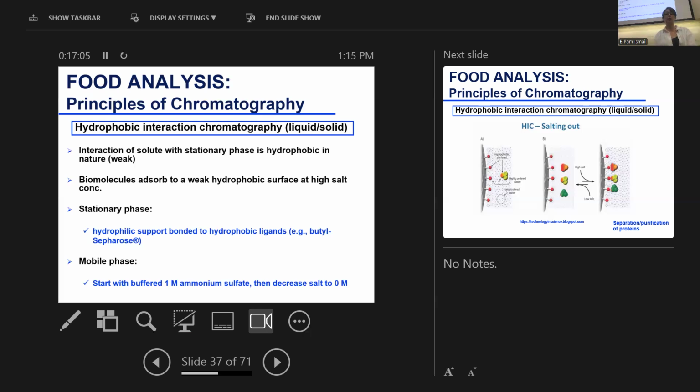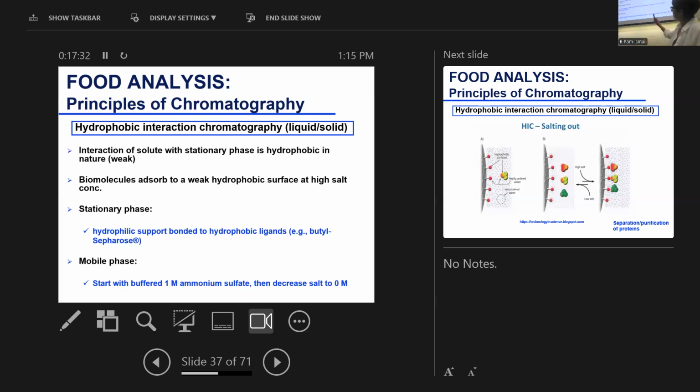The most applications are proteins. It could be large molecules, mostly proteins. Some of them can be antibodies. Antibodies are proteins too, made up of protein polymers. So this is very common for protein chromatography or chromatographic separation.